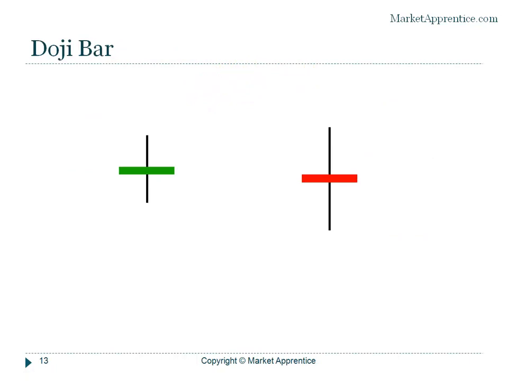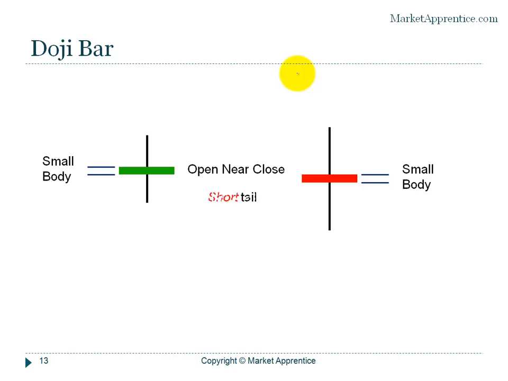Next, we have a Doji bar. A Doji bar is when you see a candlestick with a very small body. The open and close are pretty much next to each other. You more or less find very short tails as well, so the high and low are very close to the body.